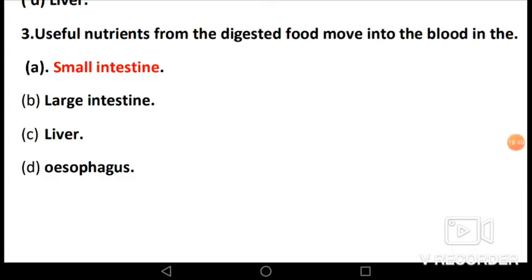Third is, useful nutrients from the digested food move into the blood in the, options are A small intestine, option B large intestine, option C liver and option D esophagus. So the answer is small intestine, because all the useful nutrients for our body like carbohydrates, proteins, fats, minerals, all the useful nutrients from the digested food move into the blood in this organ.